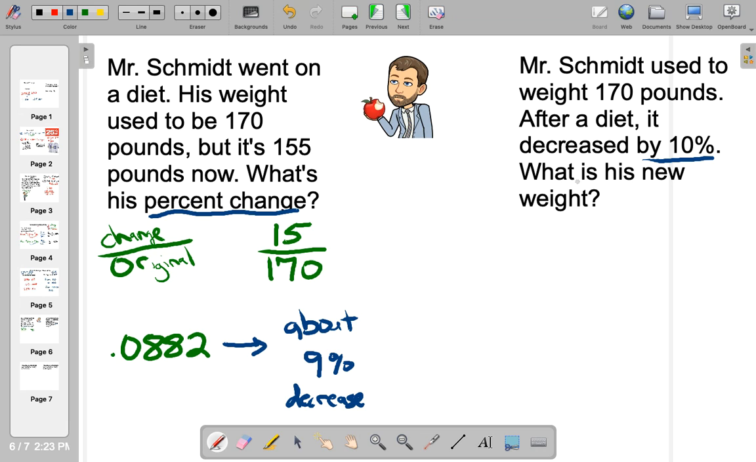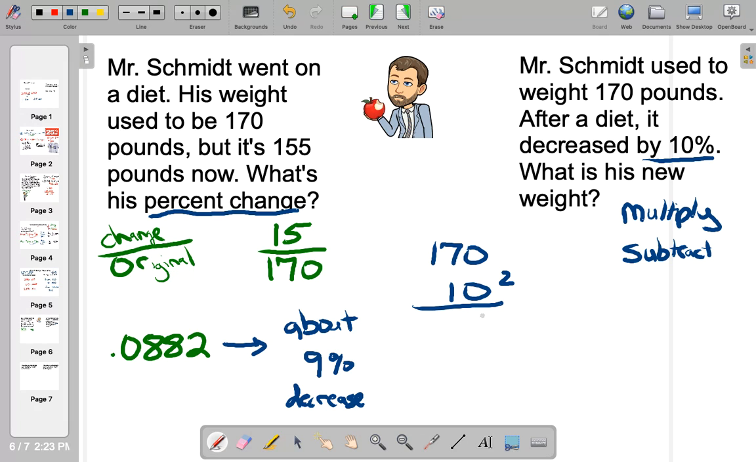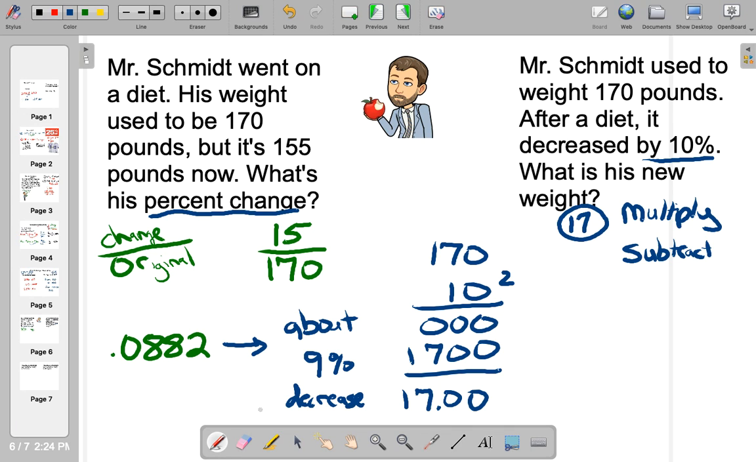So this time we are given the percent. So that means we have two steps. We need to multiply. And then since we are decreasing, we need to subtract. Okay? Step one, we take 170 times our 10%. 2 digits behind the decimal place. Once again, I multiply very quickly through here because we've done it so many times. So it is a decrease of 17 pounds. That's our 10%.